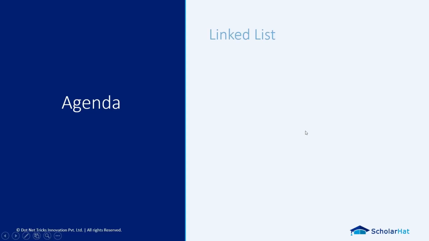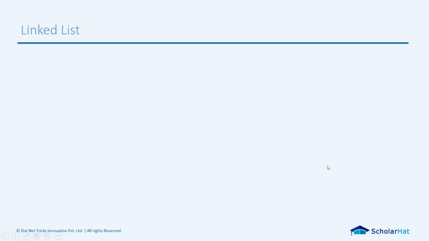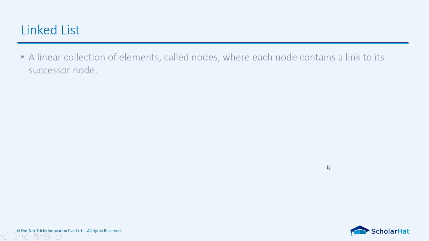So the next thing we're going to learn now is linked list. We're going to see what a linked list is, types of linked lists, advantages, linked list operations, two pointers, sliding windows, different topics we're going to learn about. So first is linked list.